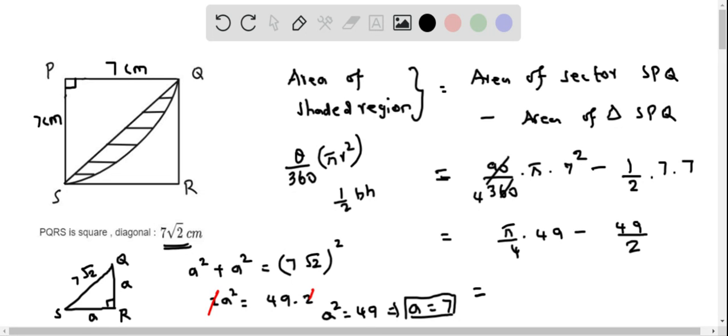So if I factor out the pi by 4 over here, or in fact we can factor out 49 by 4, we will be getting pi minus 2. And since this is an area, we write it as centimeter squared. So this is the correct answer for this question.